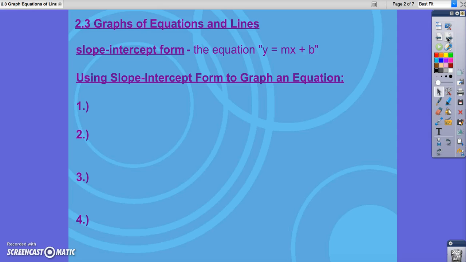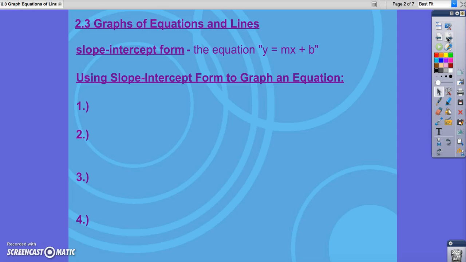Now today we deal with lesson 2.3, graphs of equations and lines. There are two kinds of forms that we're going to look at graphing today, which I'm pretty sure you're familiar with both, but we're going over them. The first form is slope-intercept form. It's the equation y equals mx plus b. And I think it's pretty much the most common way we ever graph in y equals form.